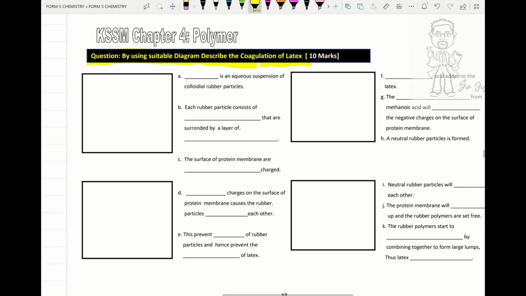So we try to look at the question. The question: by using suitable diagram, describe the coagulation of latex. The coagulation of latex means the liquid latex is changing into solid rubber. This process is known as coagulation of latex. How to describe the coagulation of latex?